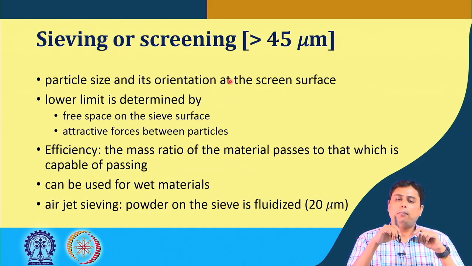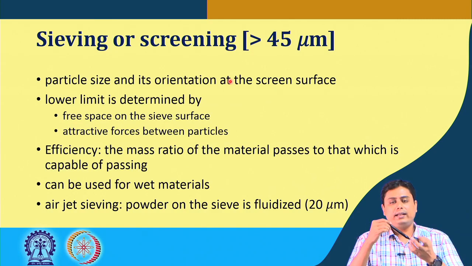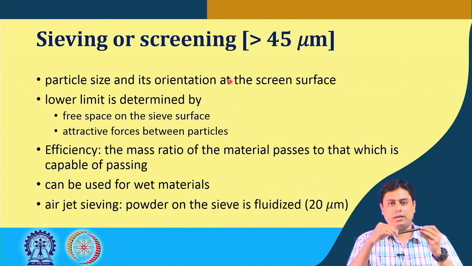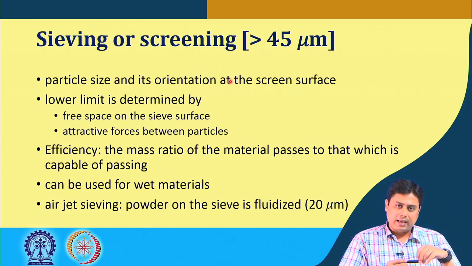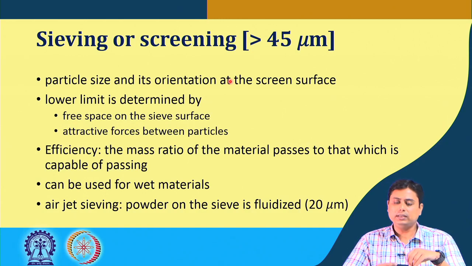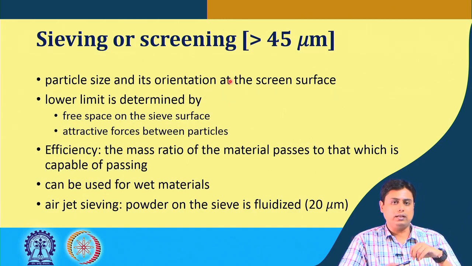So, whichever passes through, we can understand that the dimension of those particles will definitely be lower than the aperture size. The lower limit of size separation by this process is eventually dictated by two mechanisms.